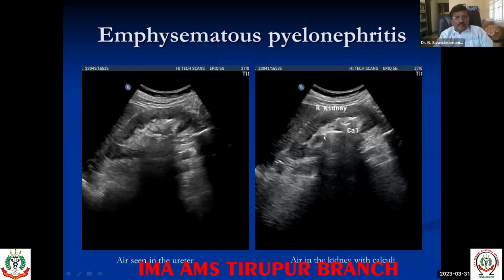Because it was moving and it was producing a reverberation artifact, whereas stones usually produce a black artifact, post-acoustic blackness will be there. You will get a black shadow, whereas in air it will be a reverberation artifact. And you can also appreciate that when you keep changing the position of the patient and scanning. So this was a classical emphysematous pyelonephritis. And you can also see the air continuing in the ureter in this patient. So all this was fitting into emphysematous pyelonephritis.